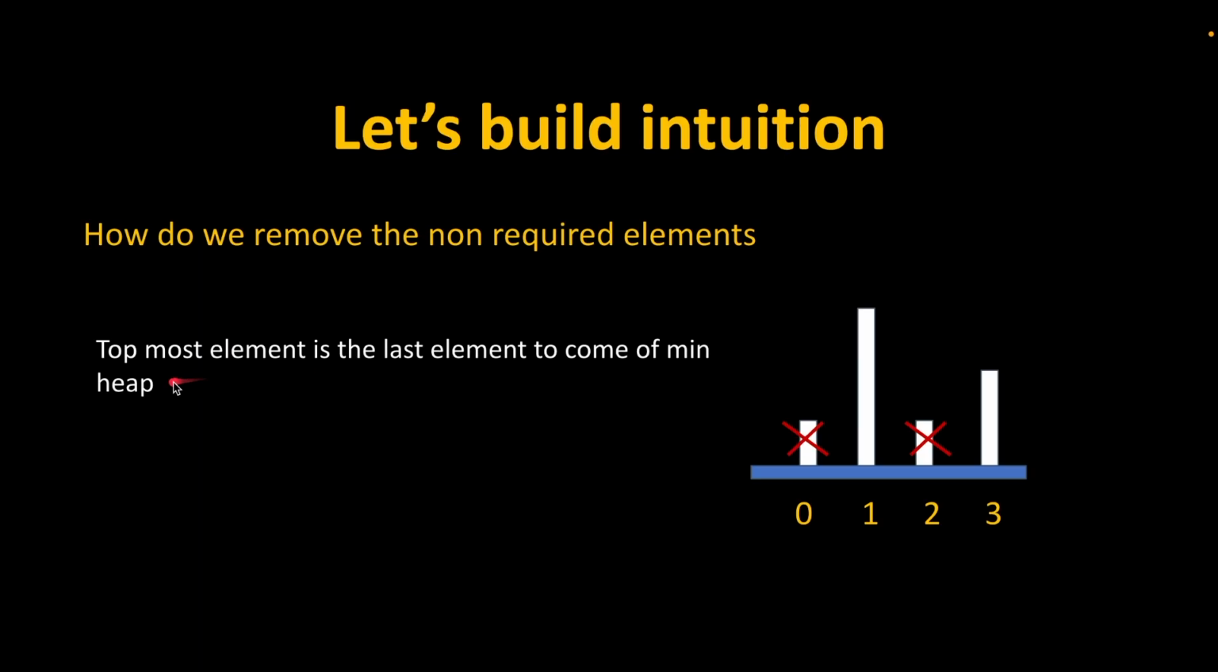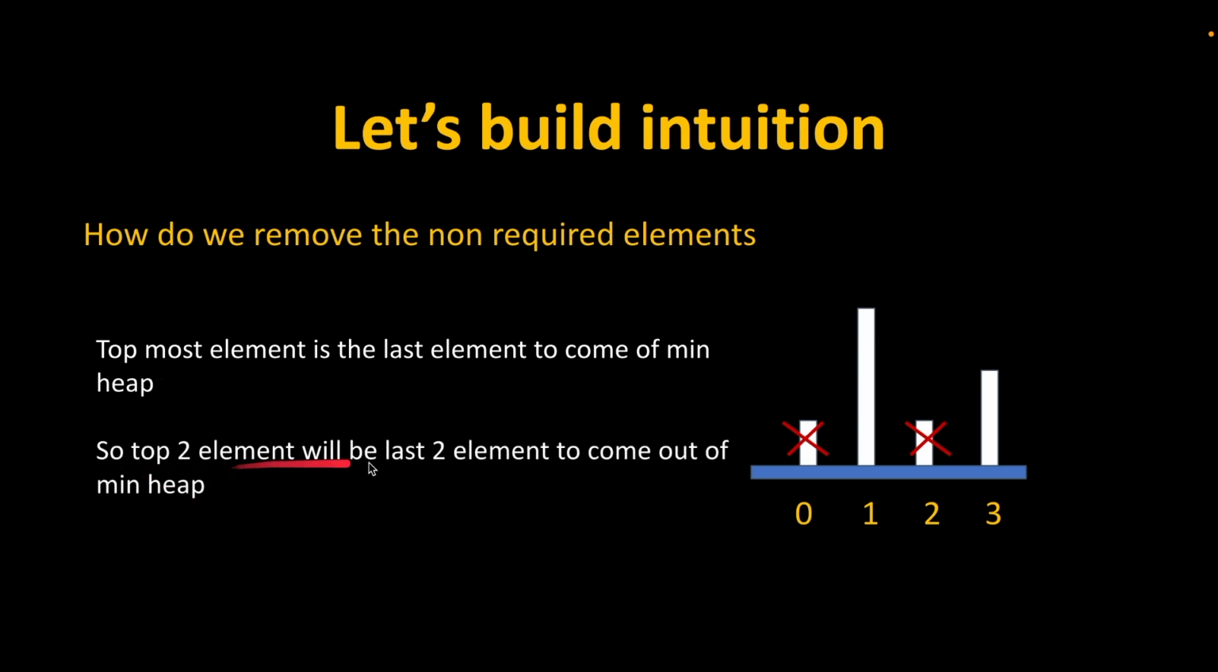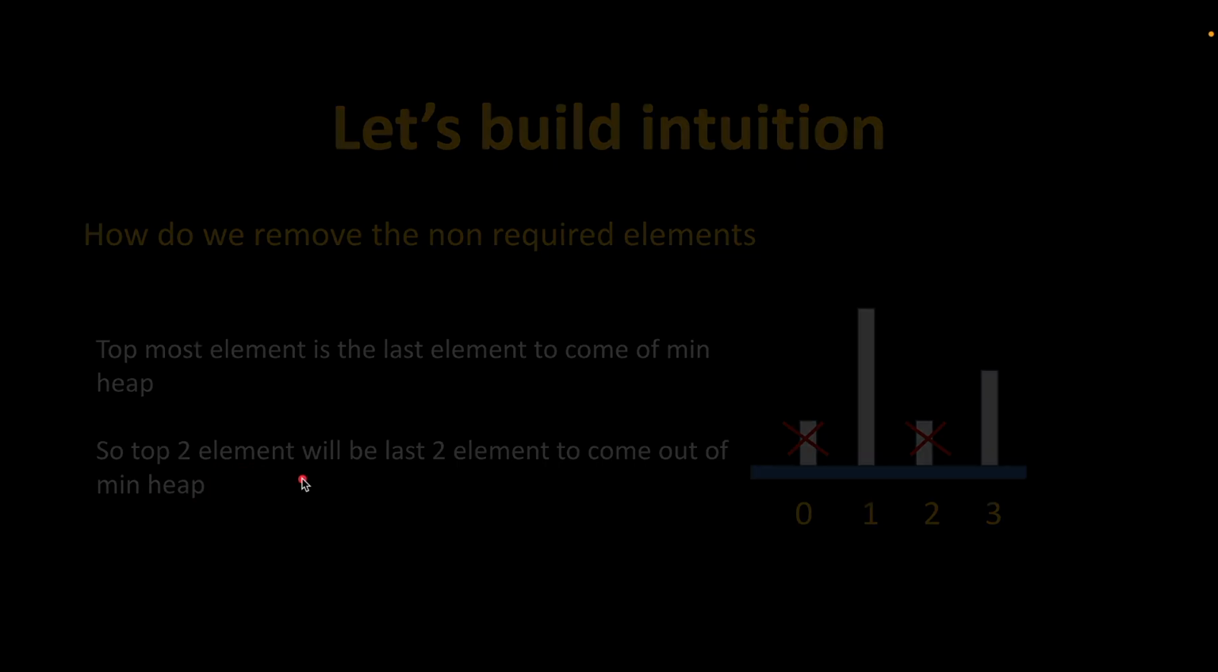The topmost element is the last element to come out of the min heap. So min heap gives us the minimum element. So the last element which comes out of it will be the topmost element. Similarly, the last two elements to come out of the min heap are the top two elements.